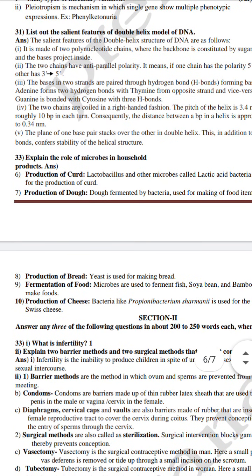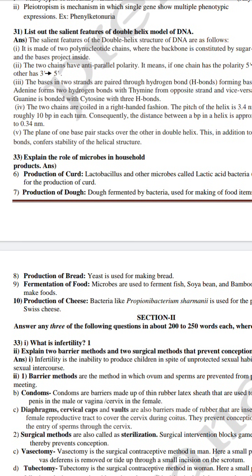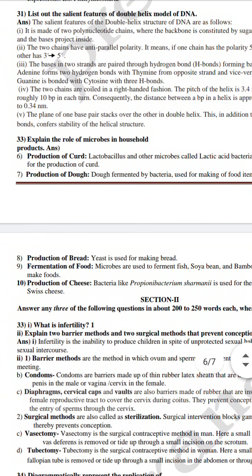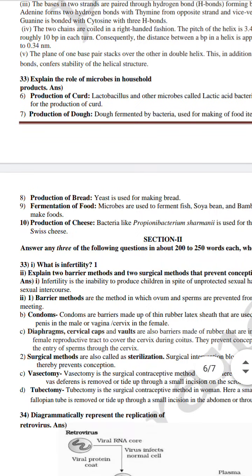Students can go for attempting this one, and of course they didn't ask you to draw the diagram of DNA double helical structure, but students, I can advise you to draw the diagram to make an impression on the evaluator. Understand? Next, 33 question. Explain the role of microbes in household products.